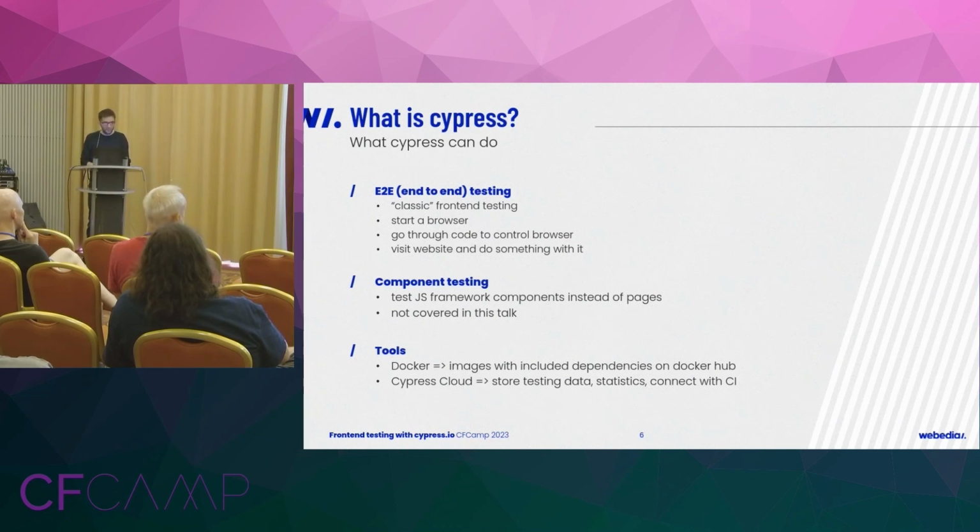Also, Cypress has some tools. For example, there are Docker images that you can use, very official Docker images with dependencies included, and some of them come with browsers included, and makes it really easy for you to get going with Cypress, which is nice. Also, there's a tool called Cypress Cloud that you can use and you can sign up for. In the Cypress Cloud, you can upload testing data that you collect during your testing. You can see statistics then in the Cypress Cloud and also connect that with CI. So, you know, GitHub and other tools.